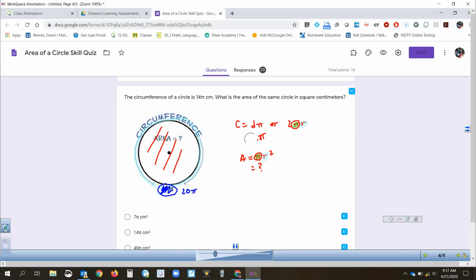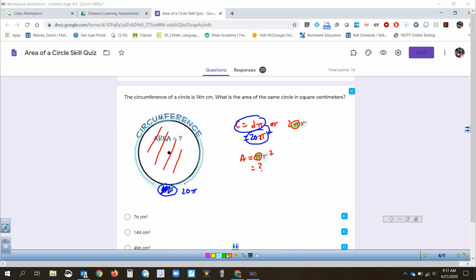So we're going to change the problem, 20 pi. All right, so how can I find the radius? Well, look right here. It says circumference is diameter times pi. What does it say right here? 20 pi. So what does that tell you?